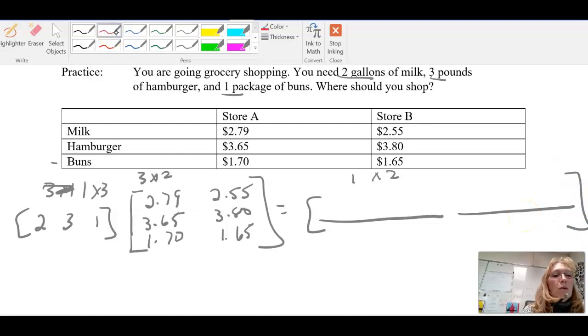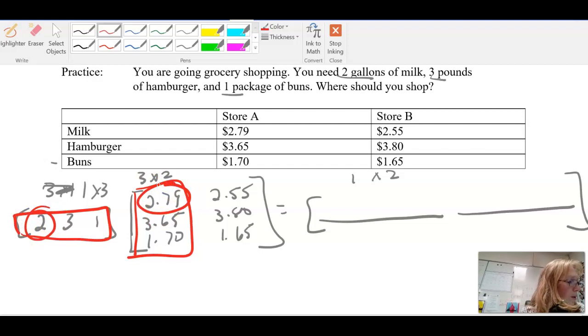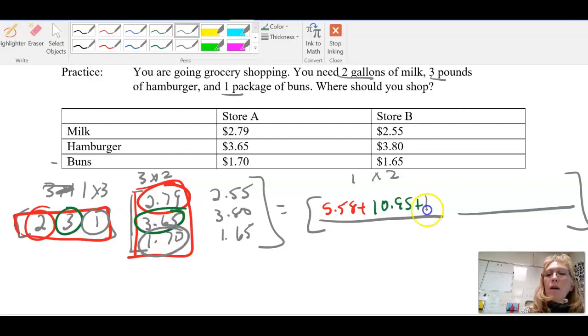So again, it's rows by columns. I'm going to take this first row by this first column, multiplying first times first. So 2 times 279, 558, plus, now you should have done the second one, 3 times 365, which is 1095, plus, last but not least, 1 times $1.70. That's at least an easy one, right? Add that up, and we get $18.23. That's what you're going to spend at store 1.